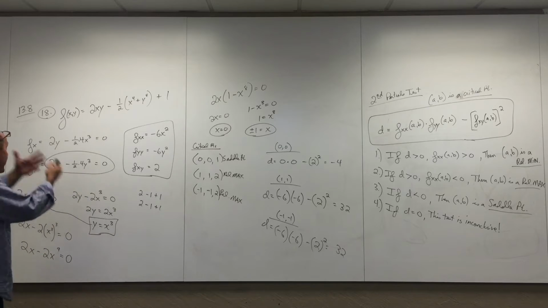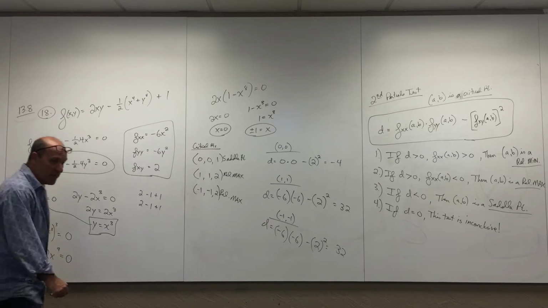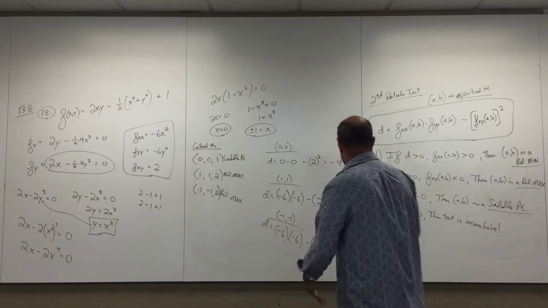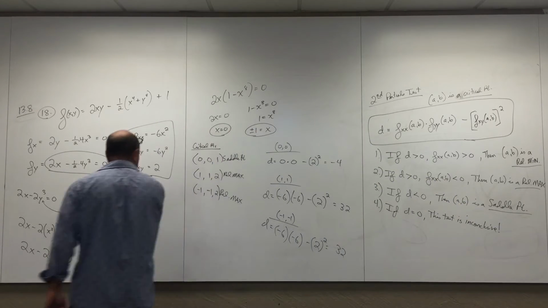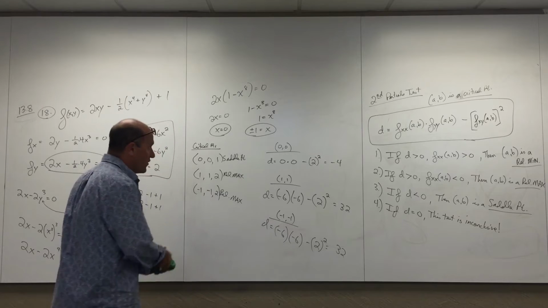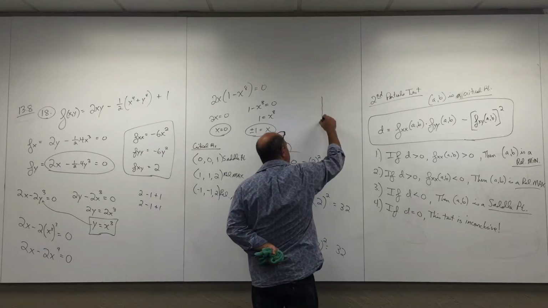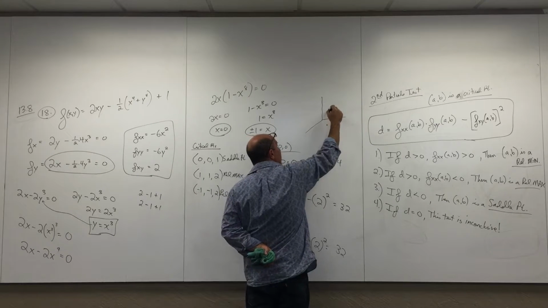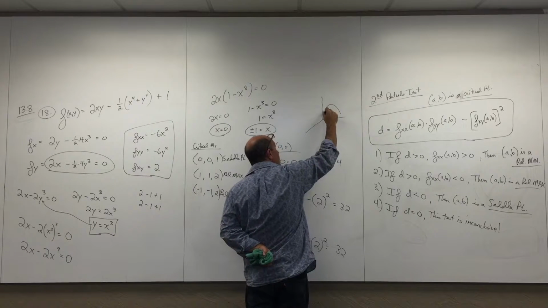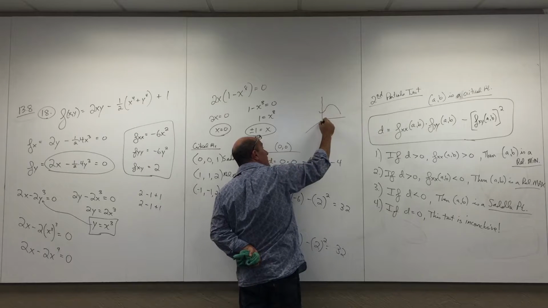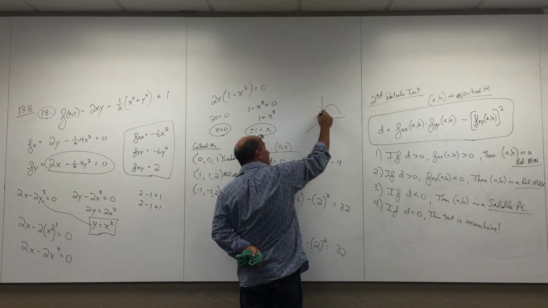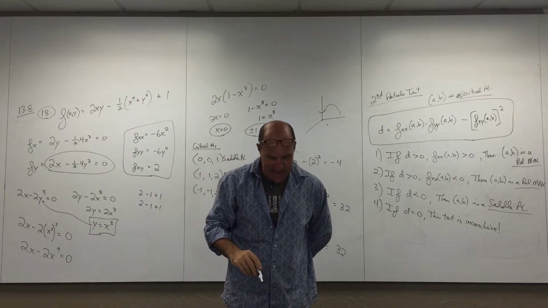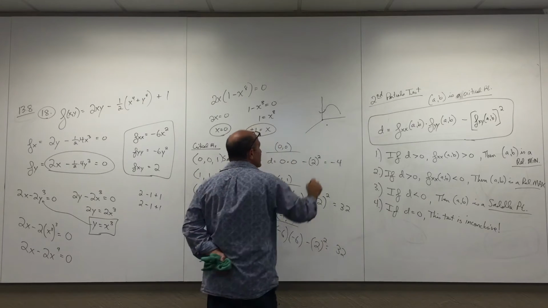By the way, this 18 had a picture. You guys might not have a book, but that's what the picture looks like. It's hard to draw. But at the point 1, 1, there was a max here. There was a little hill here. There was a little valley in here at 0, 0. But it wasn't a min. Why wasn't it a min? It was a saddle point, just because of the way it looked.